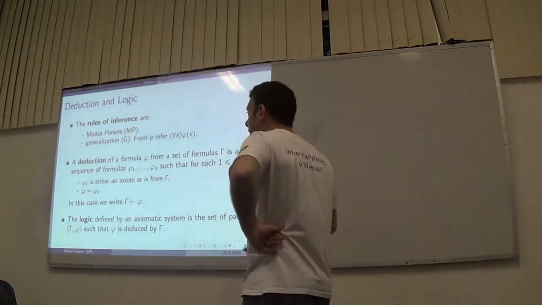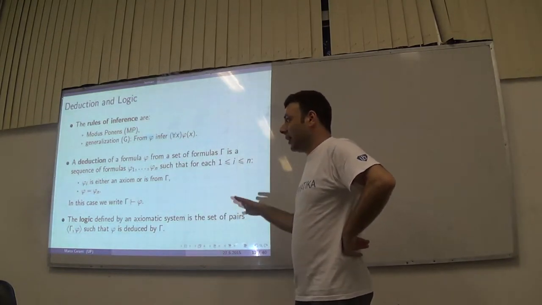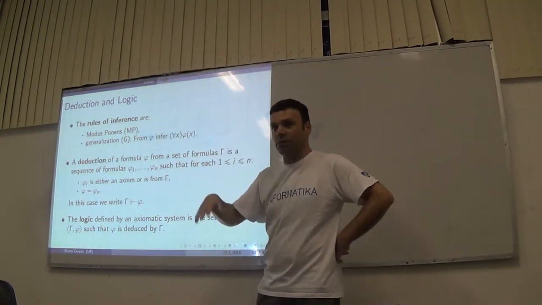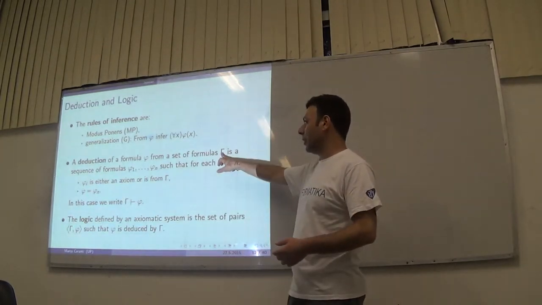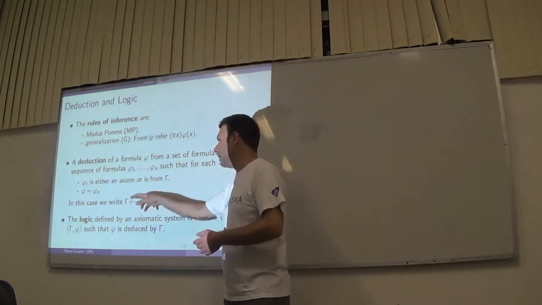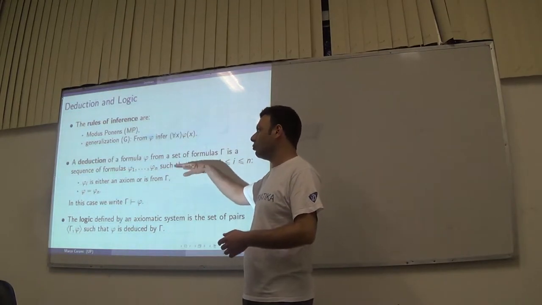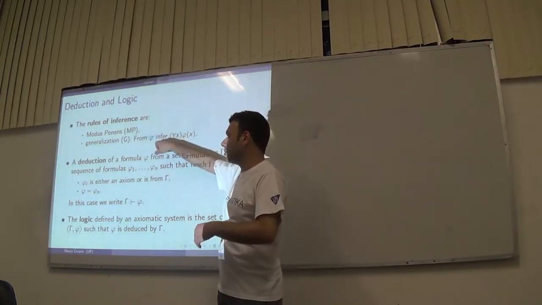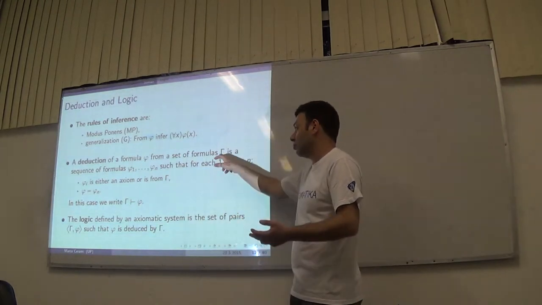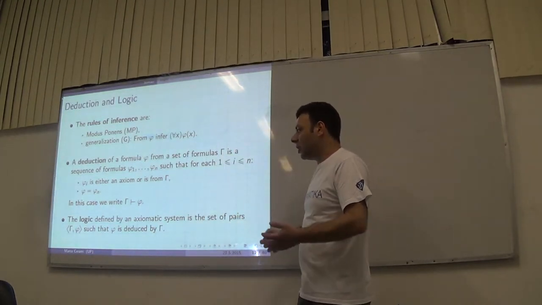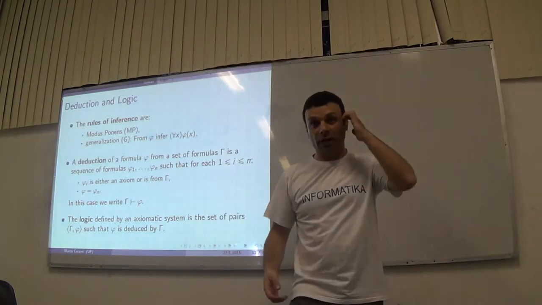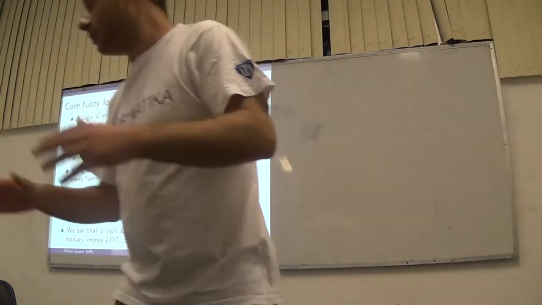The logic and the deduction are defined in the usual way. The rules of inference are modus ponens and generalization, and the deduction as usual is a sequence of formulas such that each one is from a theory or set of formulas, or from the axioms, or is inferred from previous formulas by means of the rules, and the last one is just a formula that is deduced from a set. The logic, as usual, is defined as a set of pairs Gamma, phi, such that phi is deduced from Gamma. This is folklore in some way.